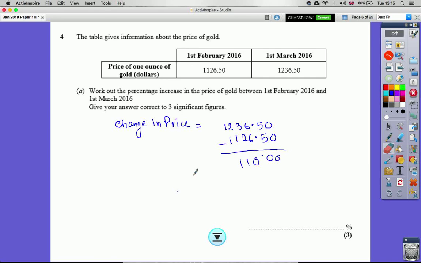We will get $110. Now, what is the percentage increase? We take 110 divided by the price in February 2016 because that is my base price, and times the answer by 100. So you get 9.76%, correct to 3 significant figures. 3 easy marks.